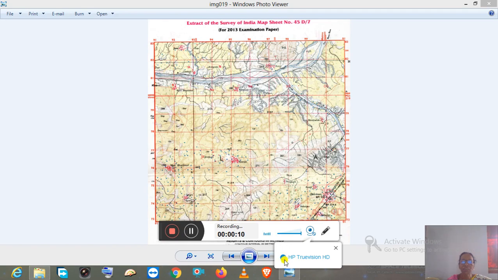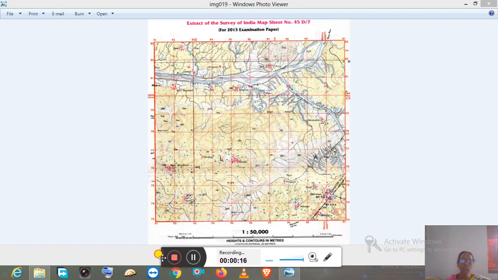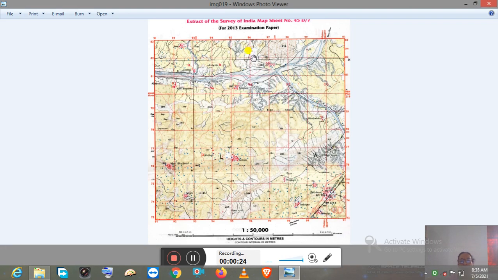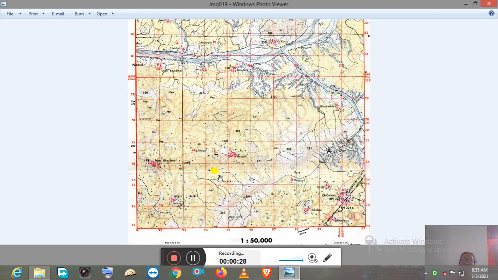You are learning about topographical maps. Today you are going to learn all the topics which you have written in your copies. So I am going to explain each important point you are learning about the topographical map.